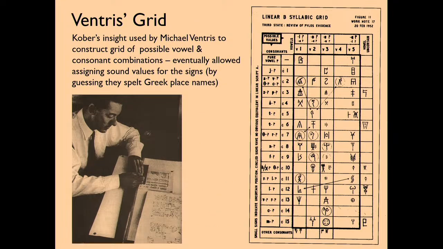This idea was then taken by Michael Ventris, an architect by training, to construct a syllabic grid where he worked out each of the syllables as being some combination of consonant and vowel. You can see an example of his syllabic grid where he figured out how each of these syllables was represented using some consonant-vowel combination, and eventually deciphered it by connecting it with Greek place names. He actually deciphered Linear B.